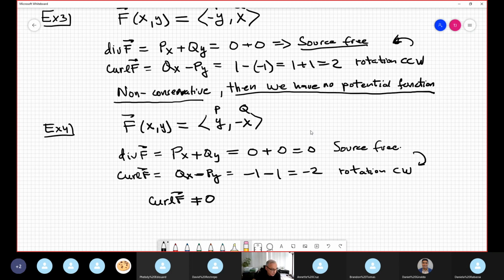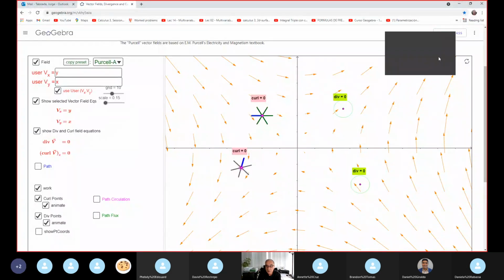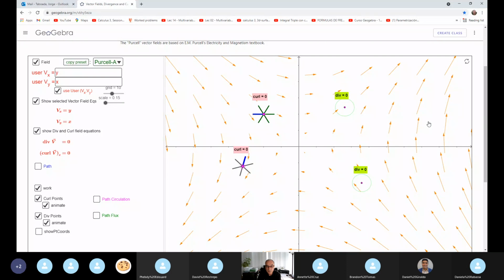Let's see the animation for both vector fields. Okay, animation here. Okay, share the screen. Okay, over there. Okay, there you go. Do you see the simulation?